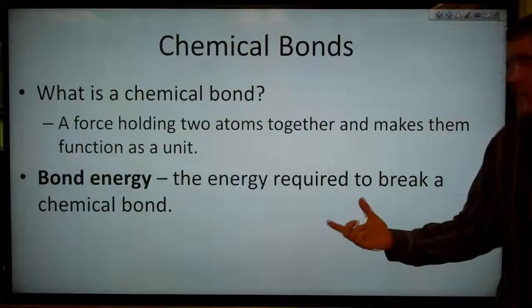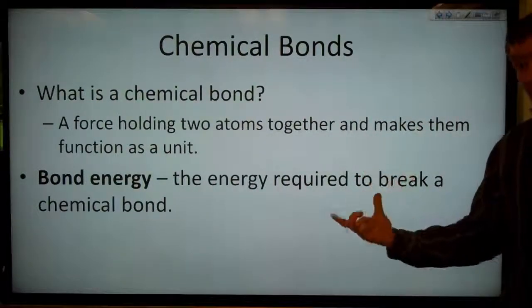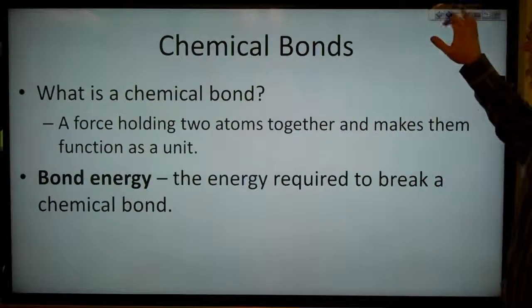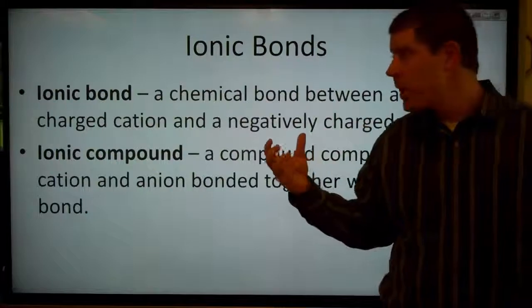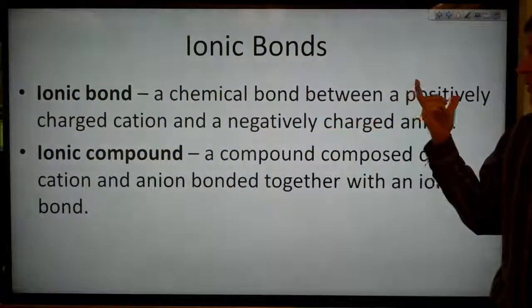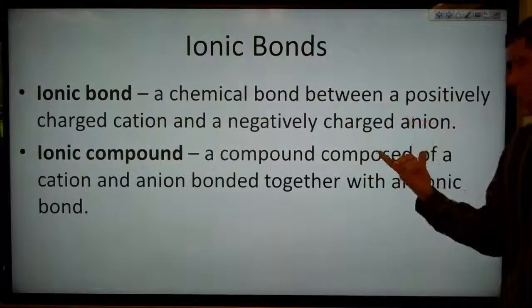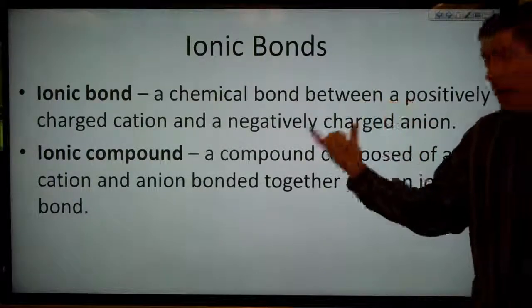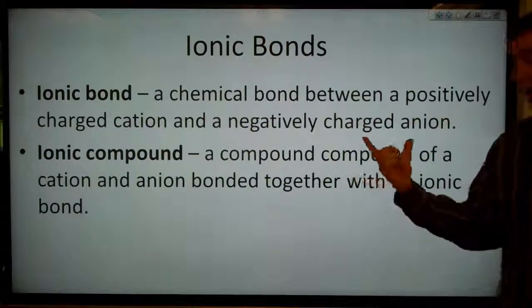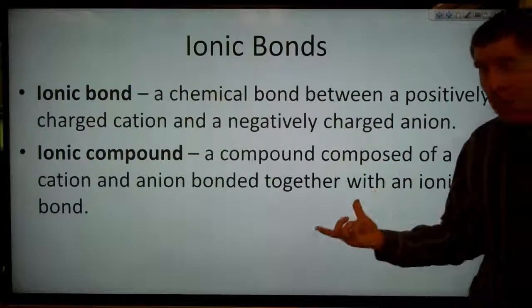And bond energy is the energy required to break a chemical bond. So, we can think of chemical bonds now as an energy. Now, an ionic bond is a chemical bond between a positively charged cation and a negatively charged anion. The ionic compound is a compound composed of a cation and an anion bonded together with an ionic bond.